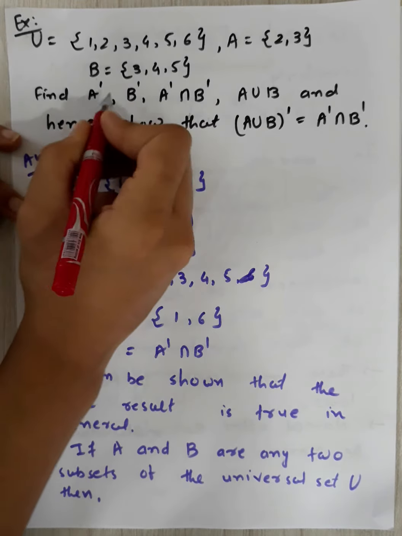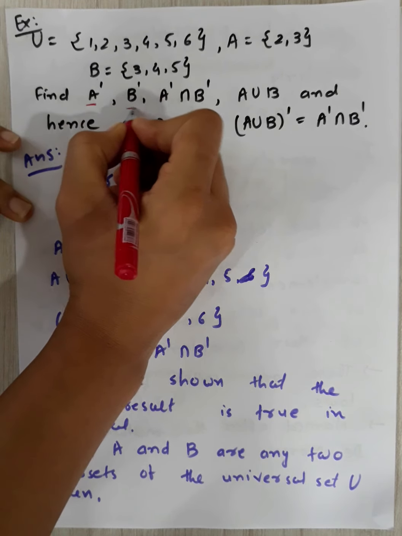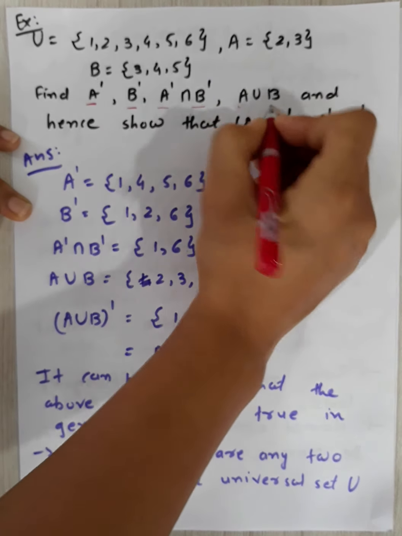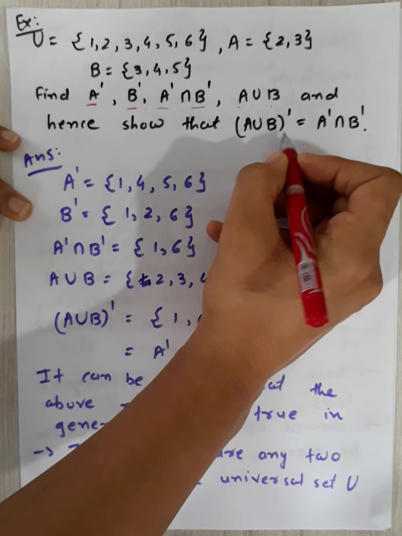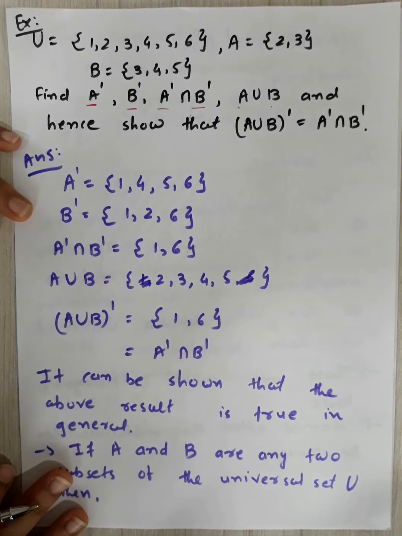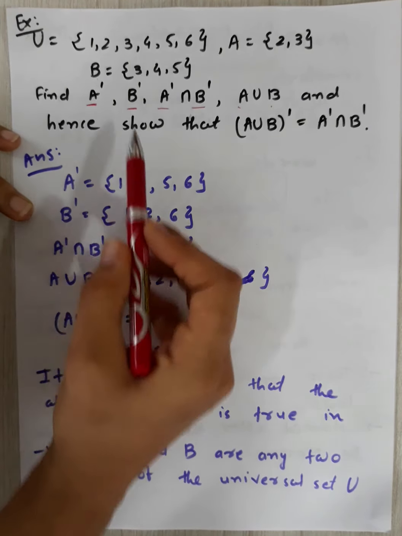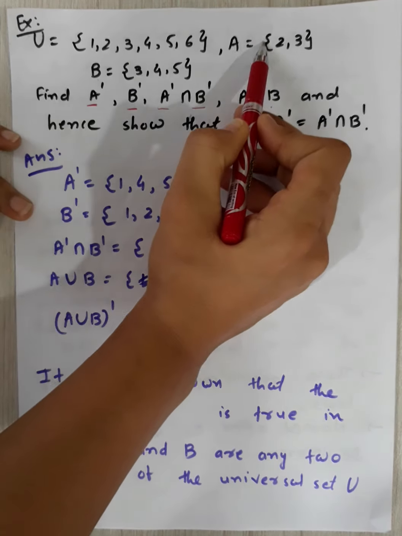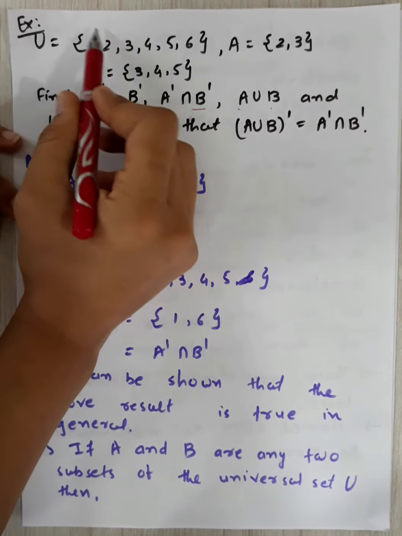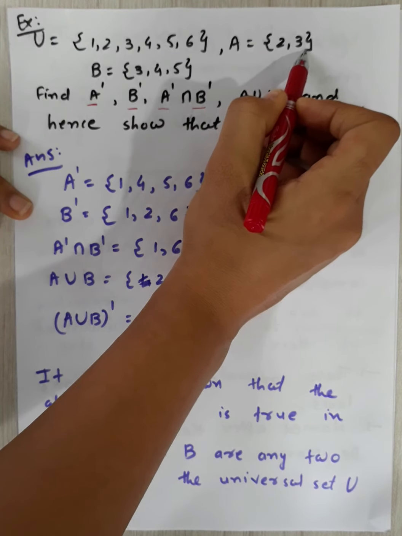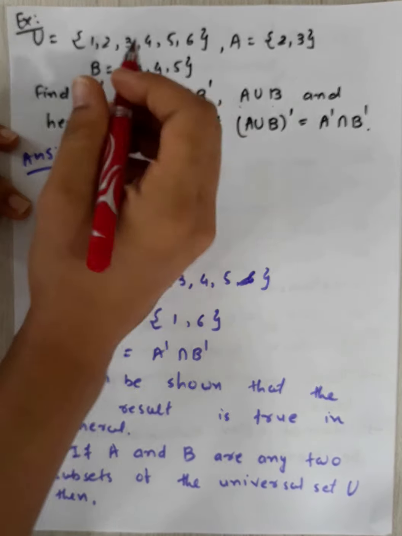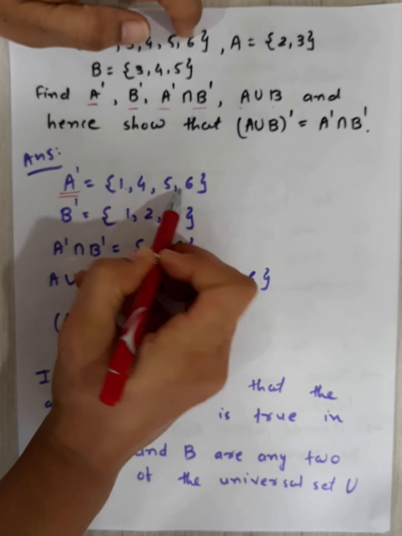The question is: find A dash, B dash, A dash intersect B dash, A union B, and hence show that (A union B) whole dash is equal to A dash intersect B dash. First of all, you have to find A dash. What is A dash? All the elements of U apart from 2 and 3 are called A dash. So {1, 4, 5, 6} is A dash.